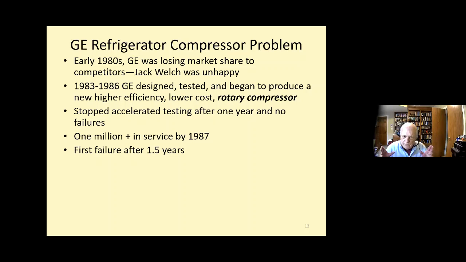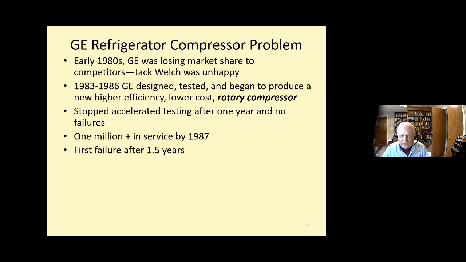And they went out to study what happened with this failure. And it turned out that the failure occurred in Philadelphia, Pennsylvania. And when they investigated, they found out that this refrigerator was in a closet. Now, you don't want to put a refrigerator in a closet because you need ventilation to get rid of the heat. So basically, it was like a 1.5 year accelerated test, and then they had a failure.